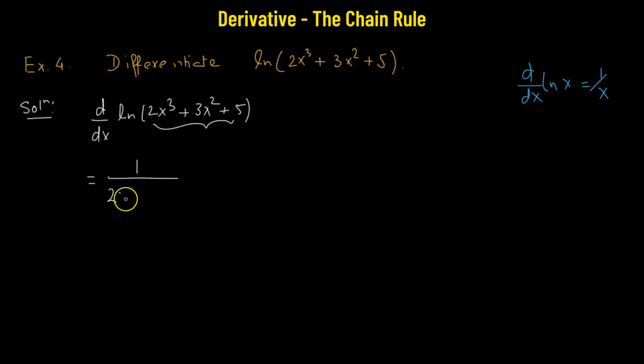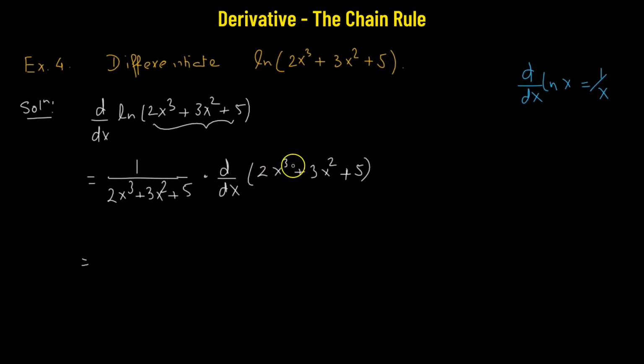So x here is 2x cubed plus 3x squared plus 5 multiplied to, because we have to apply the chain rule here, we have d/dx of the assumption, which is 2x cubed plus 3x squared plus 5. And this is a very simple derivative. I hope you are quite familiar with how to find the derivative as quickly as possible.